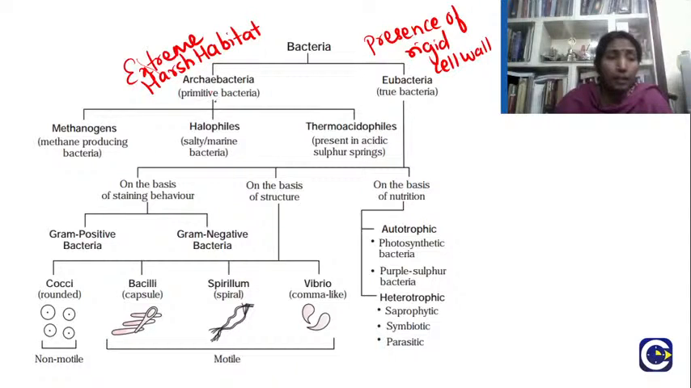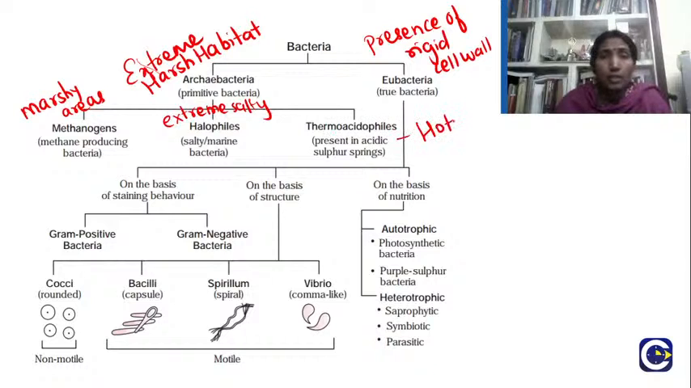Now Archaebacteria are further classified into methanogens, halophiles, and thermoacidophiles. Methanogens live mostly in marshy areas, so they are the methane producing bacteria. Halophiles live in extremely salty areas. Then we have the thermoacidophiles, which means they sustain in hot springs. We call them thermoacidophiles, present in acidic sulfur springs.